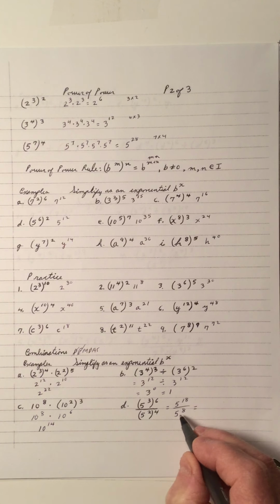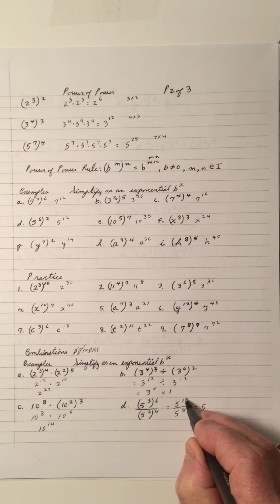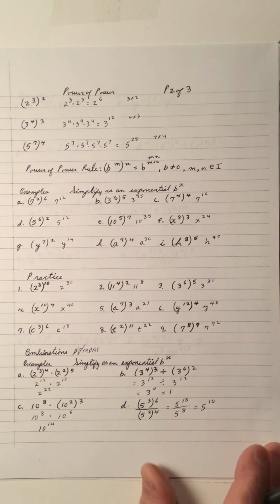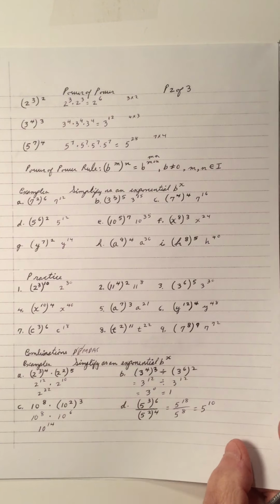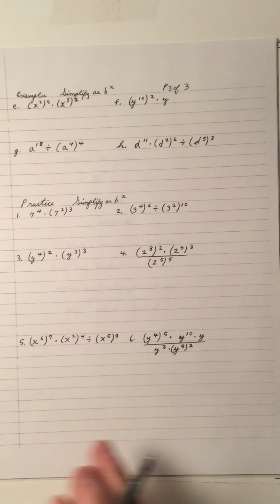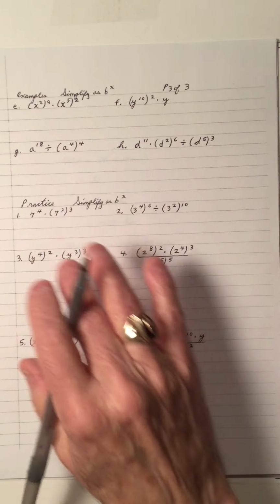Because we're dividing like bases, we keep the base and we subtract. 18 subtract 8 is 10. Just as a combination of obeying BEDMAS or PEMDAS. And we have some more examples of doing the same thing. So if you wish, I'll work these out and you can work these out.